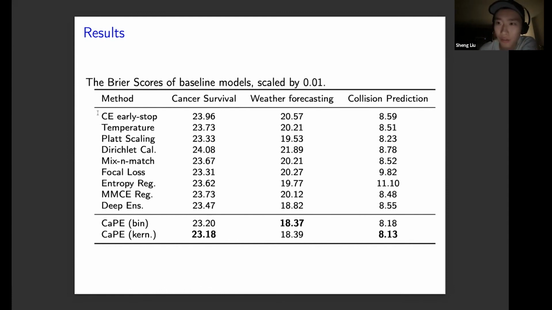What we observe is that we consider these 3 real-world data sets, and we also consider a lot of calibration methods, methods specifically designed for calibration. But I need to mention, as in the very beginning, that this problem is not the same as calibration.